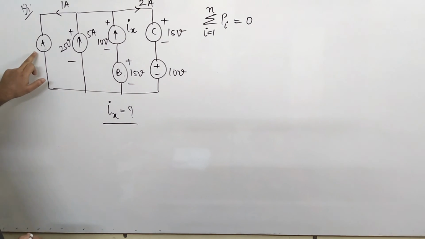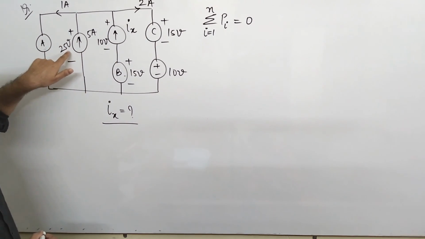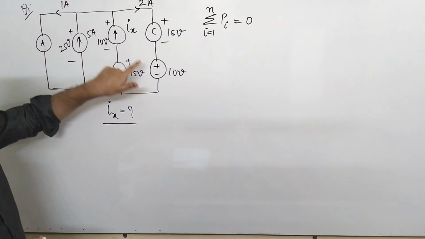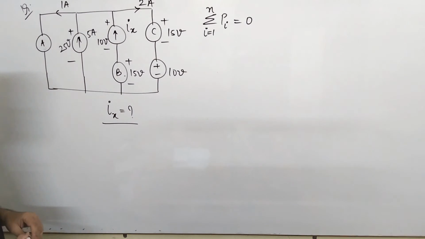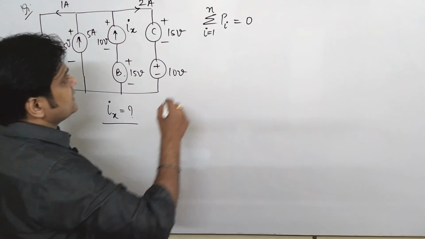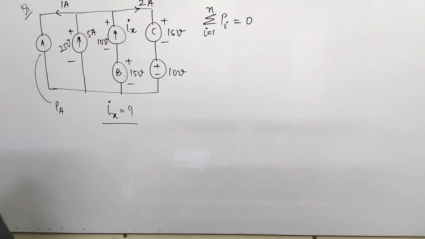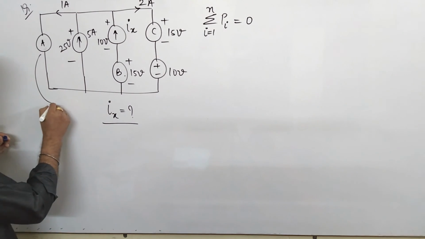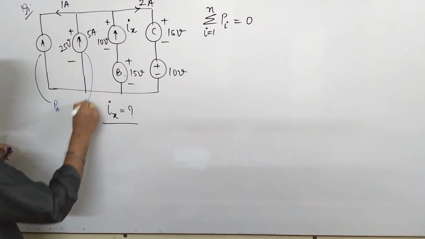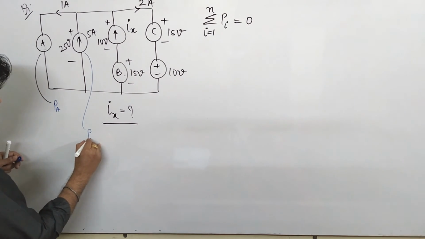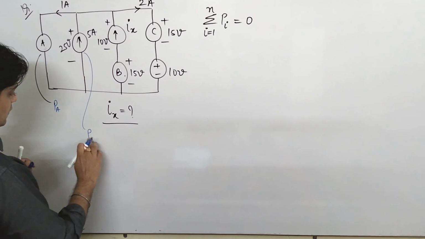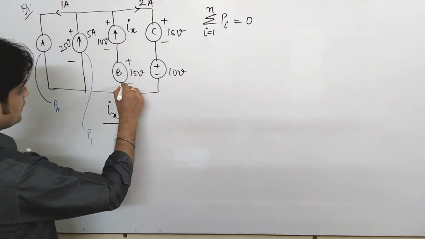Now you see here are 3 elements A, B, C. We don't know what those elements are, simply we have given A, B, C. Similarly, this is a current source, this is also a current source, and this is a voltage source. Now what I will do, I will consider the power across all the elements. Say it is PA. I will just consider power by some different color. So this is PA. I say that it is P2, or you can say it is P1. This is PB.